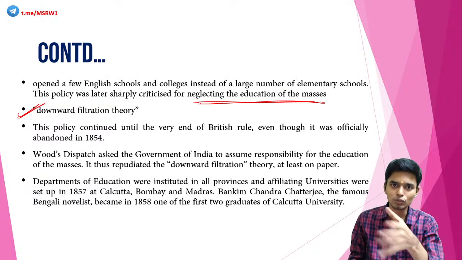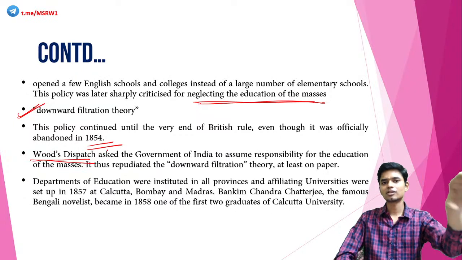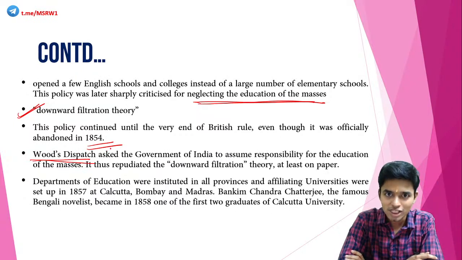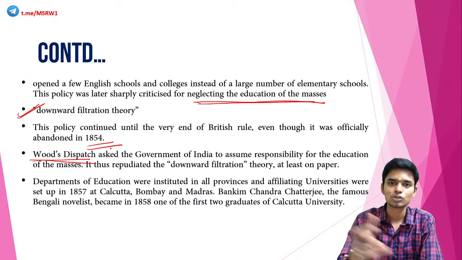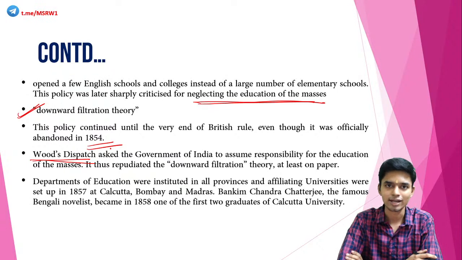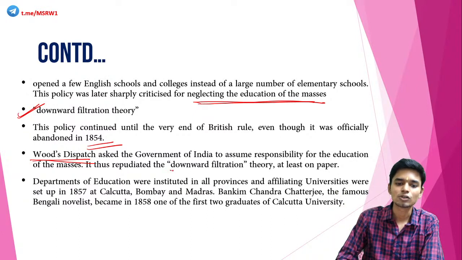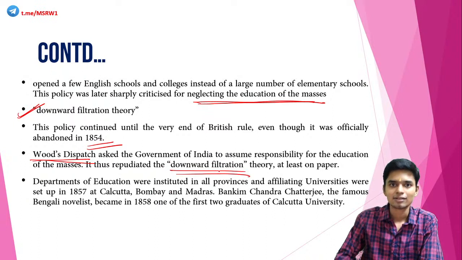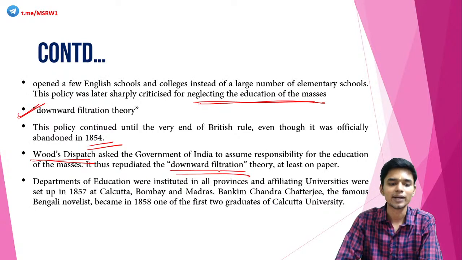This was continued as a practice until 1854, when it was abandoned by Wood's Dispatch. Wood's Dispatch is the first concrete step taken by Britain in Indian education, and hence it is known as the Magna Carta of Indian education. Wood was actually the president of the Board of Control at that time, and in his dispatch, he repudiated or rejected the downward filtration theory, at least on paper. In Wood's Dispatch, focus was given to mass education. Downward filtration theory was repudiated, and the necessity for mass education was upheld.